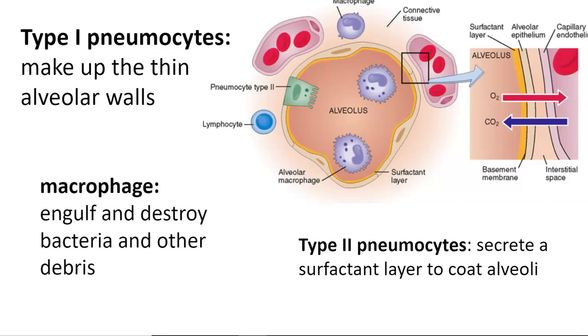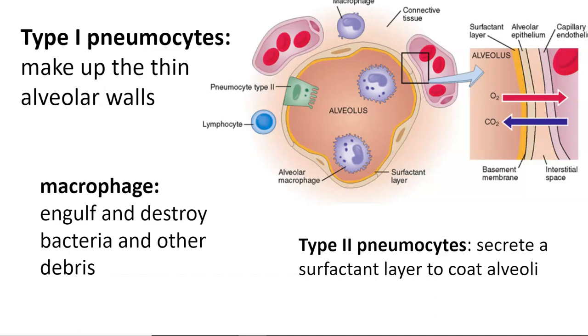And then the last major cell type that you'll see in there are macrophages. And these are part of your immune system. Their main job is to engulf and destroy bacteria and other debris in your lungs. So they help clean up the place. So that's their main job.